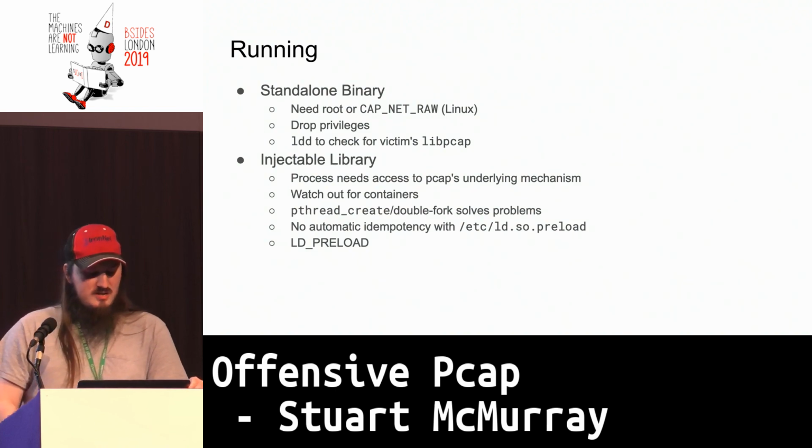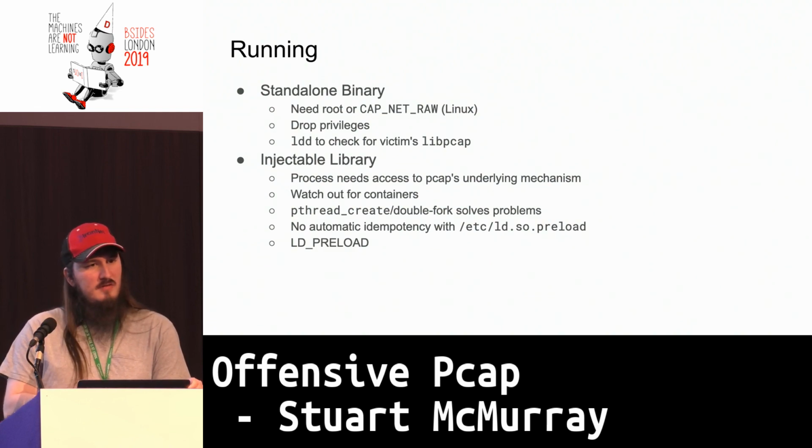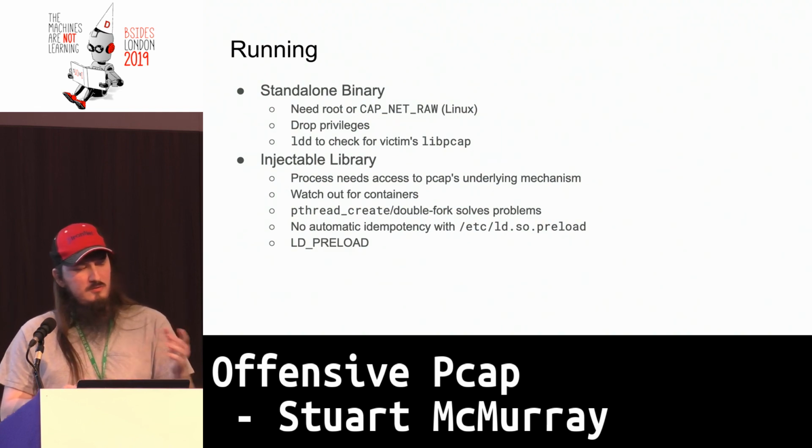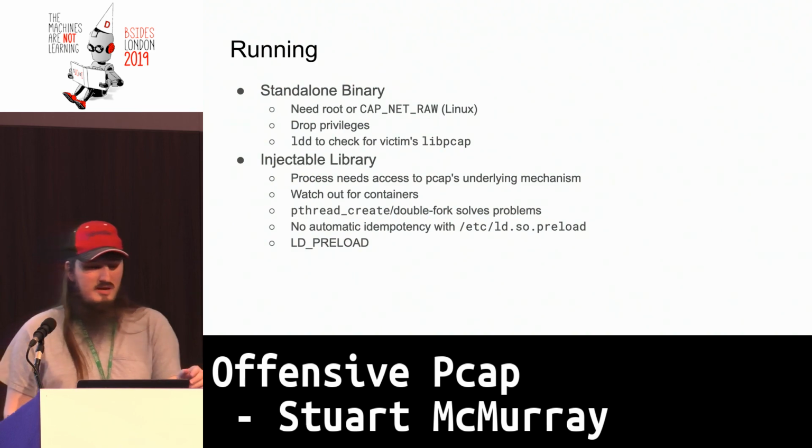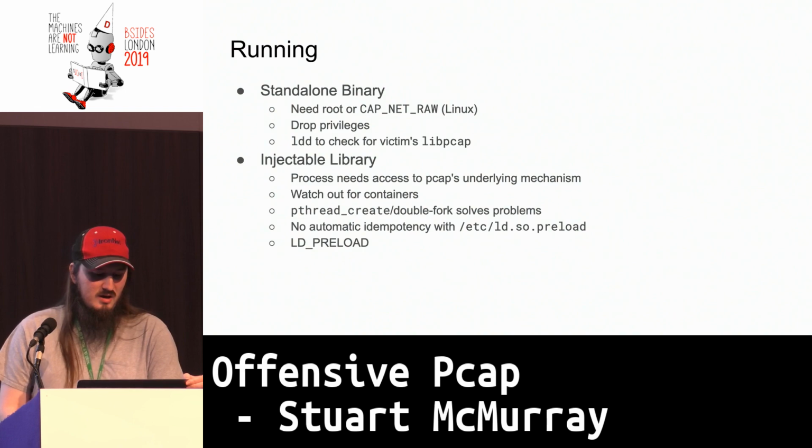So pcred create and then a double fork can often solve your problem. So you inject into a process, you fork. You inject into a process, you spawn a thread, you fork. Now you have another process that has no binary on disk.